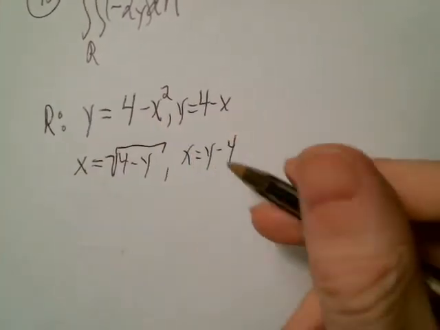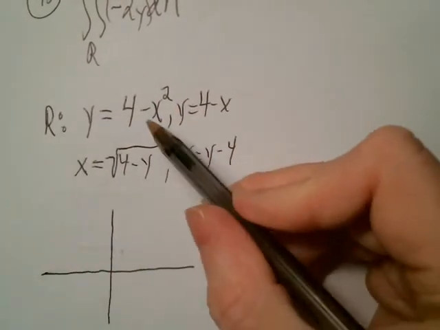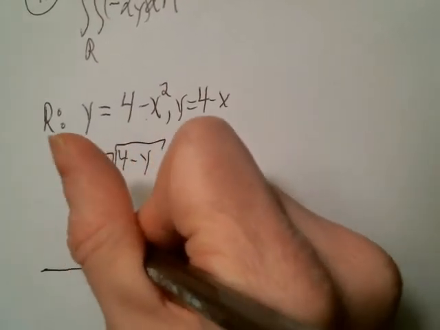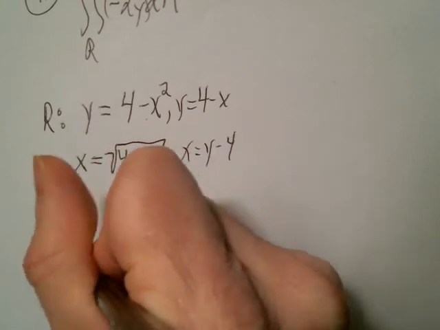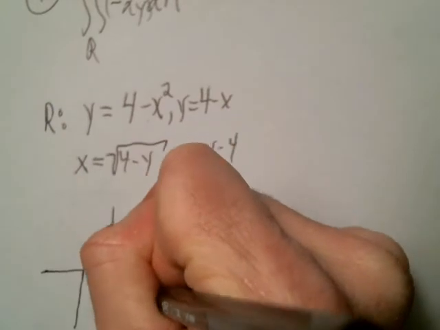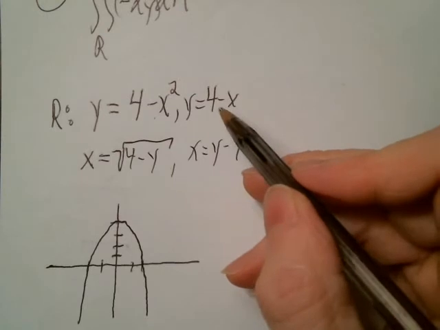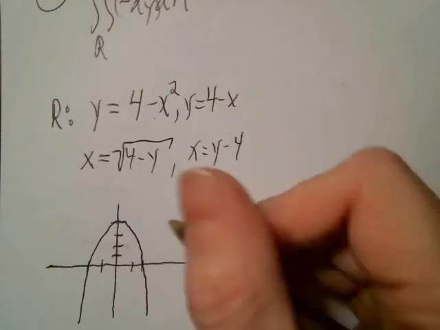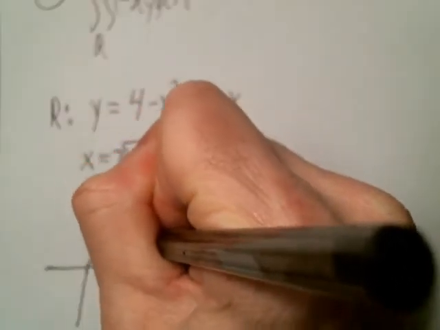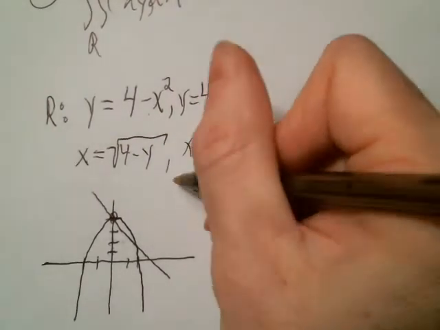Let's look at the graph of this region. Okay, so this guy is a parabola flipped upside down and moved up 4. X-intercepts at negative 2 and 2. Okay, and then this guy is just a line with slope negative 1, x-intercept at 4. 1, 2, 3, 4. And then it goes something like that. I don't know where it intersects, so I'll have to set these equal to each other and find out.